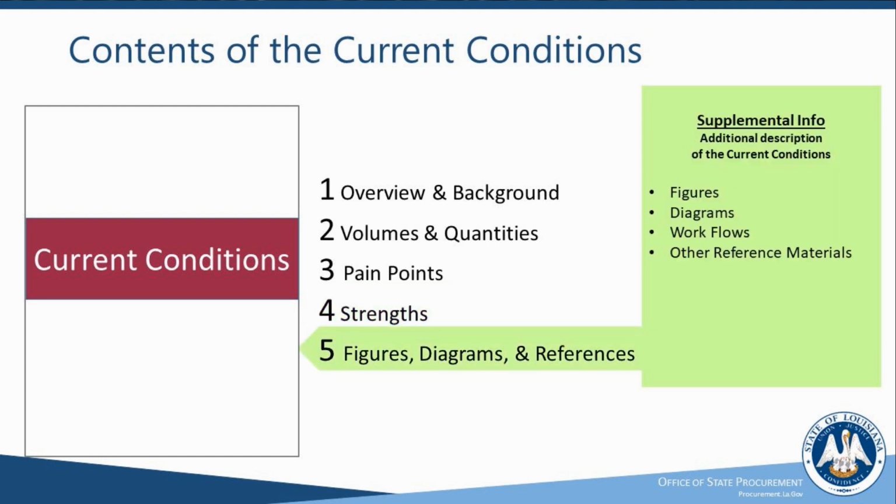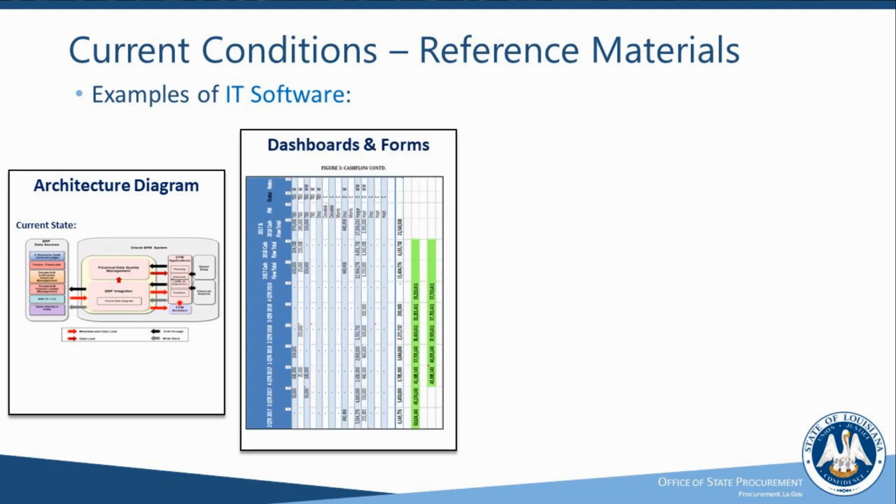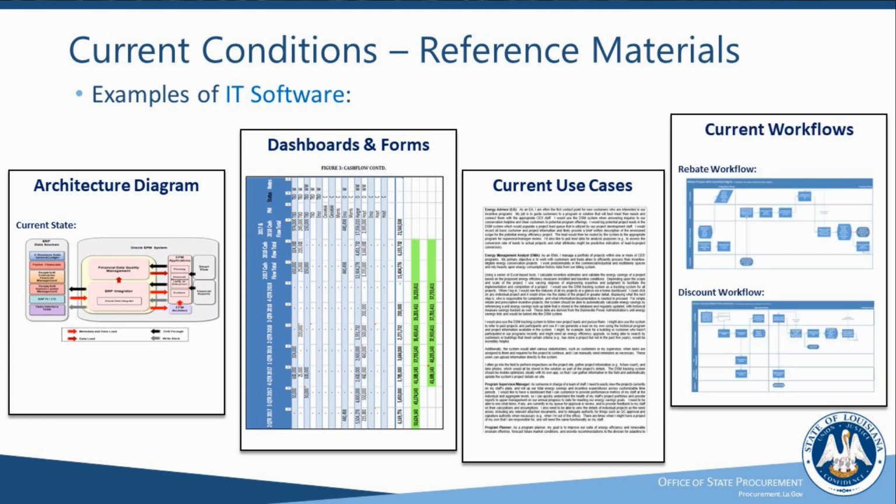And then number 5 is other supplemental information. So most common things here to provide additional description of our current conditions, most commonly will be figures or diagrams or workflows or other reference materials, previous reports, things of that nature. As a quick example for, again, IT software, you might have information like an architecture diagram, dashboards and forms. You can see in this case, we have an existing Excel-based form that we're going to get upgraded into our first ever software system. We could describe current use cases, describe current workflows, and so forth, right?